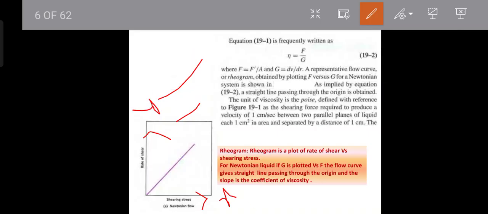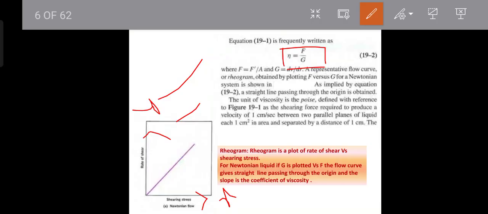Here you can see F versus G for a Newtonian system, implied by equation 19.2, that is eta equal to F by G, the coefficient of viscosity. That is the equation. So eta means the slope, the coefficient of viscosity according to the curve. You may know that y divided by x is also called a slope, if you have plotted any graph.